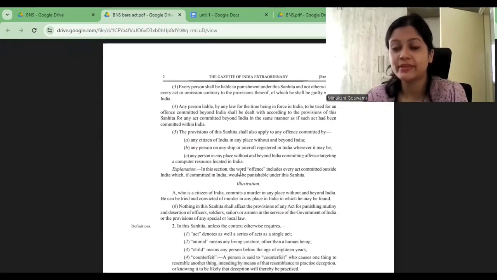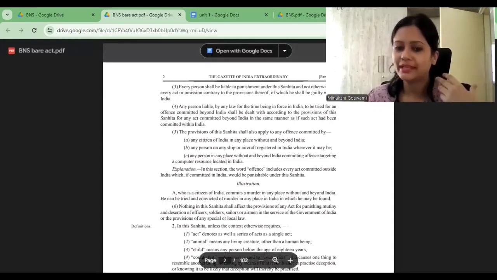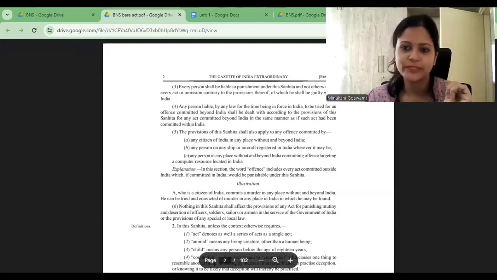When you look at BNS, it often gives explanations and illustrations to make things more clear, because just stating the section, just stating the elements might not be enough. So to make things more clear, it provides certain illustrations or examples as well.